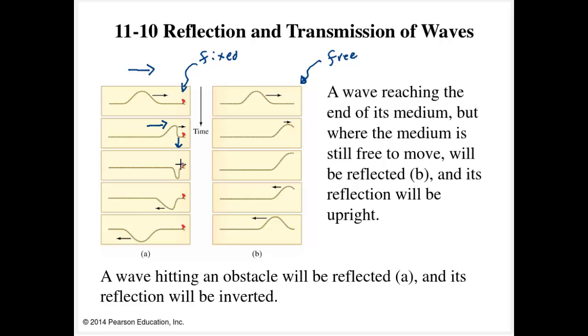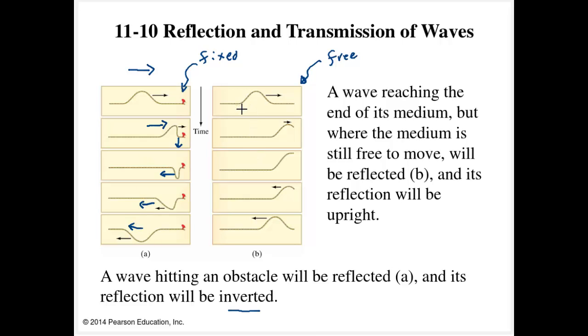Because of this, it's going to whip that rope down, and the wave is going to start to bounce back, only now it's on the bottom side of the rope, and it's going to essentially be inverted. It's going to be upside down and moving away from the fixed point. You can try this on your own if you don't believe me.